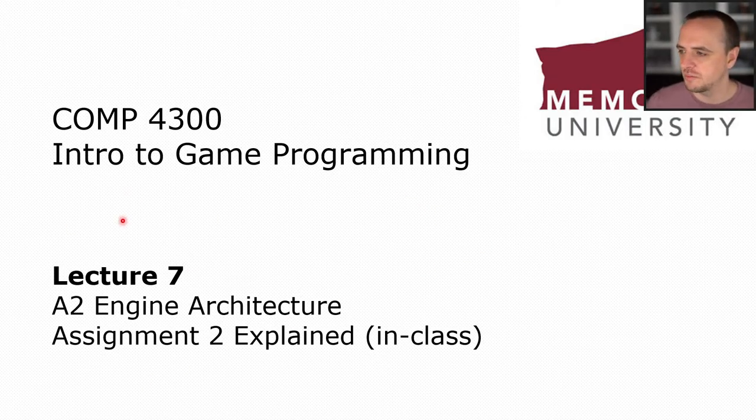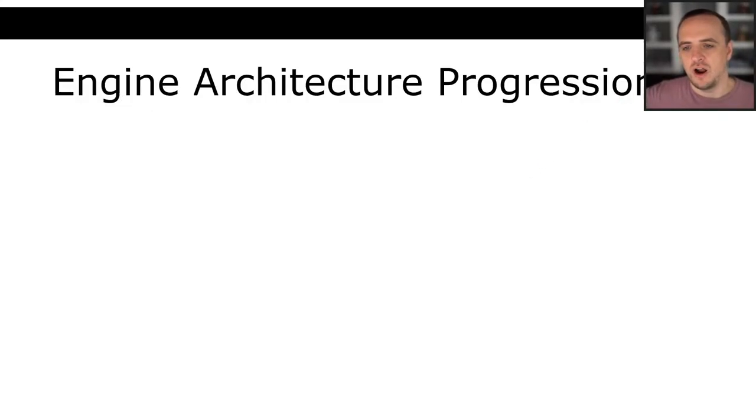Okay, so lecture number 7, assignment 2 engine architecture, and then after this, I'll explain the actual code of assignment 2. So our engine architecture progression is going to be ongoing throughout the entirety of this course. So if you're out there and you know a lot about game engine programming, or you know a lot about ECS or low level efficiency and stuff, just be aware that this is not the final architecture for our assignment. We are learning as we go.